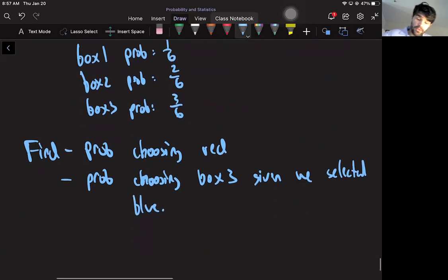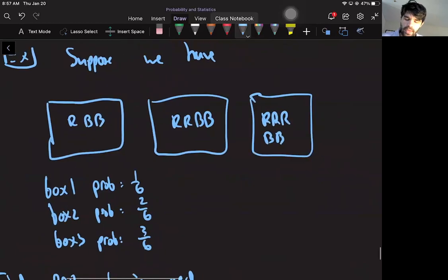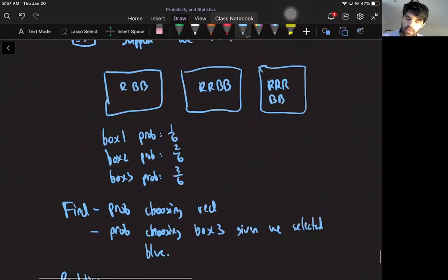Okay, so first thing is we need to partition. Whenever you have these bucket problems, the partition is glaring right at you. The partition is that you can only be in one bucket or another, so there's no overlap between the outcomes.